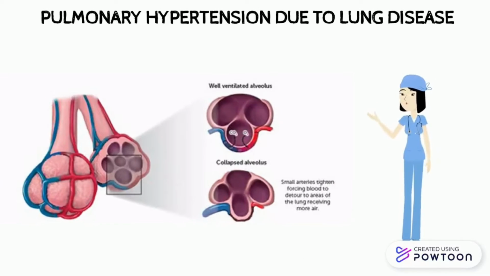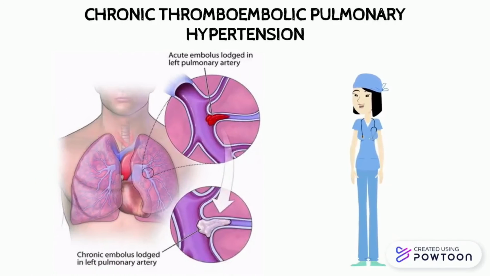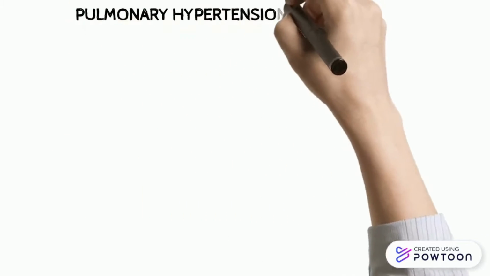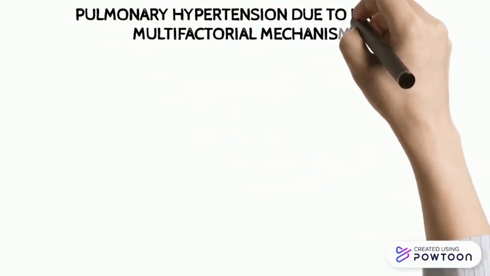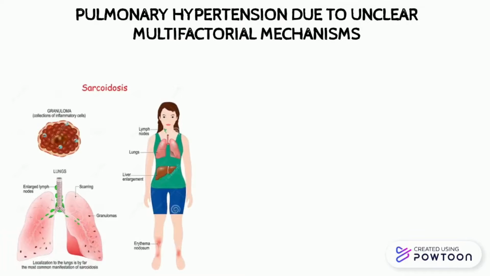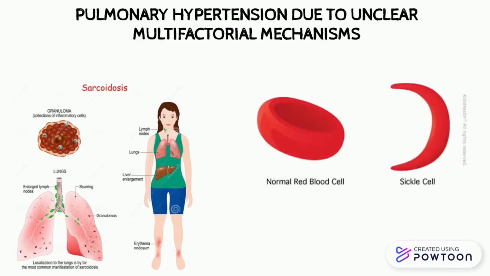The third group is pulmonary hypertension due to lung disease that can trigger obstructive and restrictive pulmonary diseases. It can also have developmental lung disorders. It causes lung airways to narrow and makes it harder to exhale, and the tightening leads to high blood pressure throughout the lungs. The fourth group is chronic thromboembolic pulmonary hypertension, which occurs when the body is not able to dissolve blood clots in the lungs. The fifth group is pulmonary hypertension due to unclear multifactorial mechanisms that are associated with systemic disorders like sarcoidosis, hematologic disorders like sickle cell anemia, and metabolic disorders.